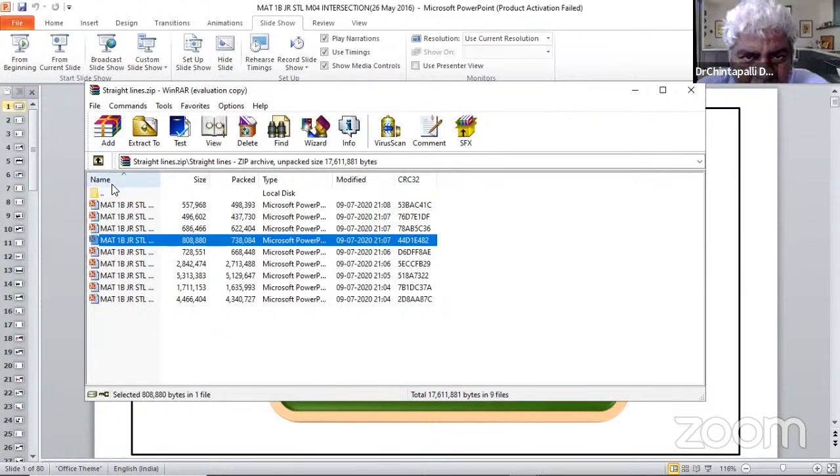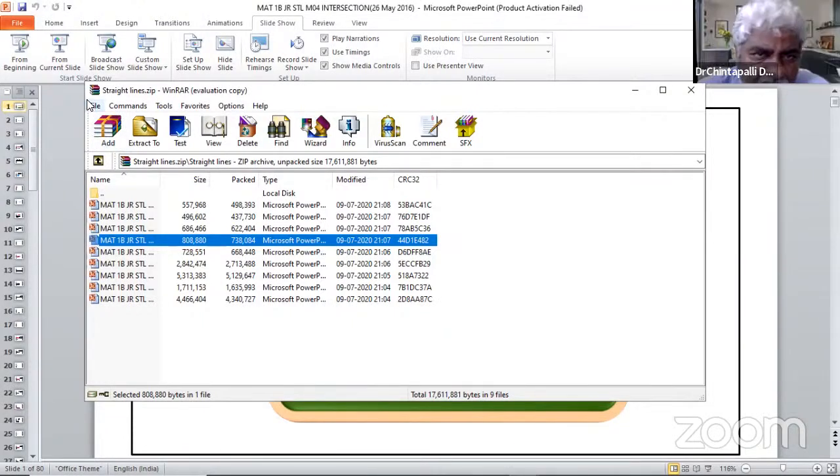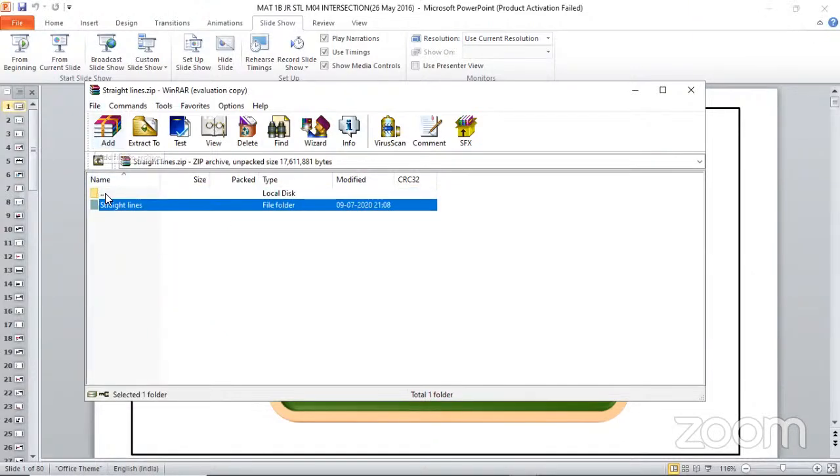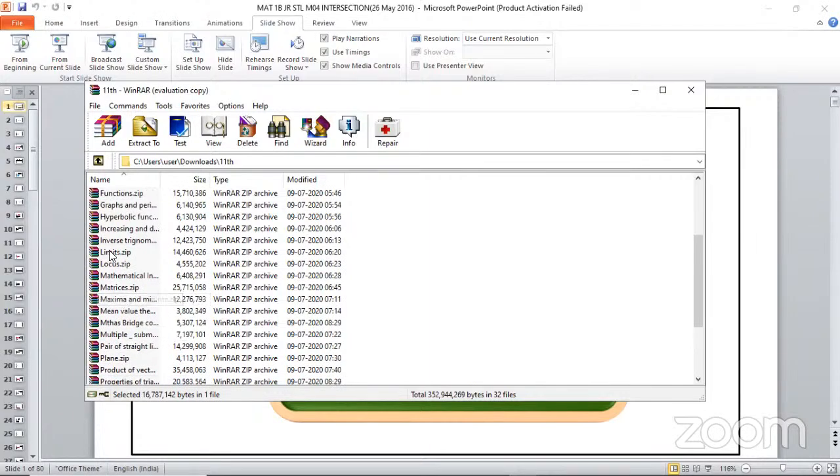How to get back to this file? Get back the previous file of this slide. So the folder. Yes, sir. Limits.